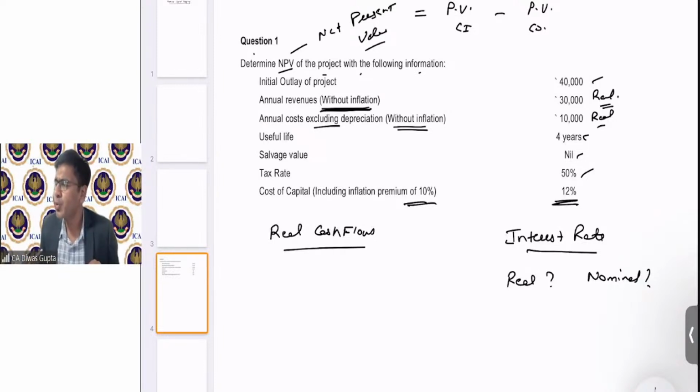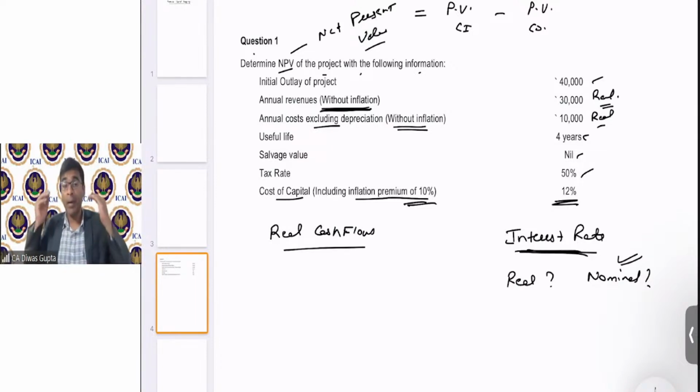Tarik, Shruti, Shailesh, Mansha, Kirti, Guram Venkat, Ravi, Devansh. Everyone is saying nominal except for Suraj. Suraj, please check once. I'm asking about this interest rate. The question mentions interest rate includes inflation premium of 10%. If it is including, it is nominal.